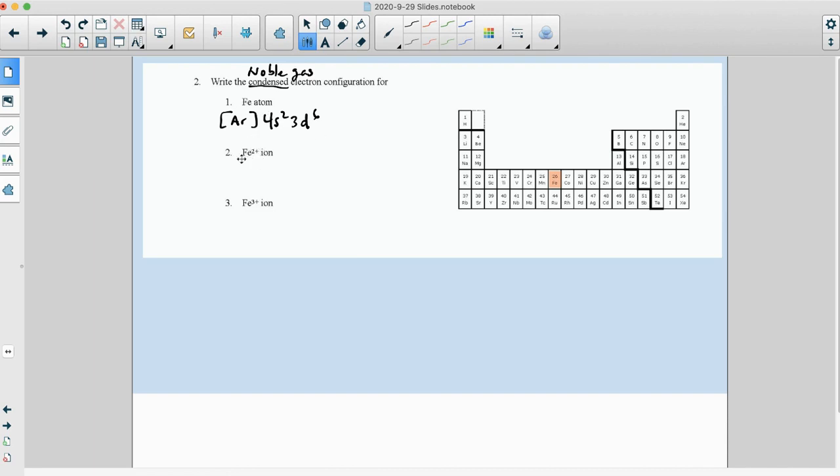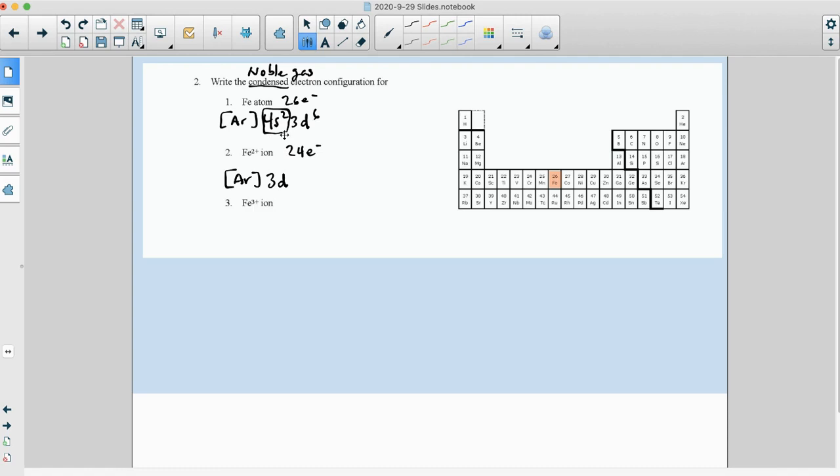Now for the iron 2+ ion, the 2+ means we've lost 2 electrons. So now we only have 24 electrons instead of 26. So now we take argon. But where are our valence electrons here? Well, look here. Here are our valence electrons. We have to lose our valence electrons first because those are the easiest to remove, because they're in the outermost shell.